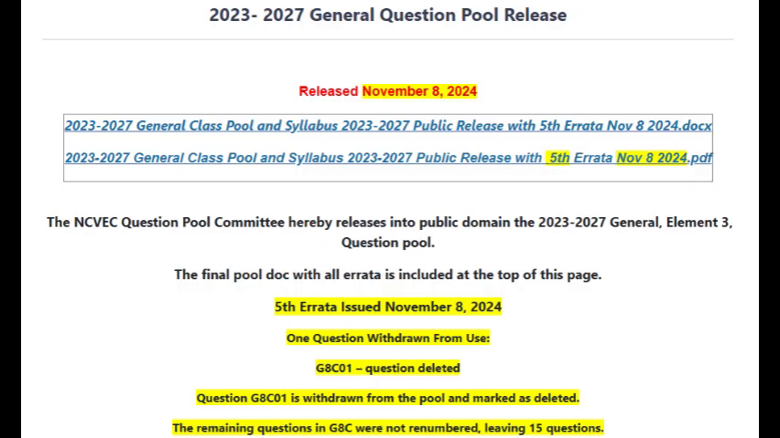G3C01A. Which ionospheric region is closest to the surface of Earth? A. The D region. B. The E region. C. The F1 region. D. The F2 region.